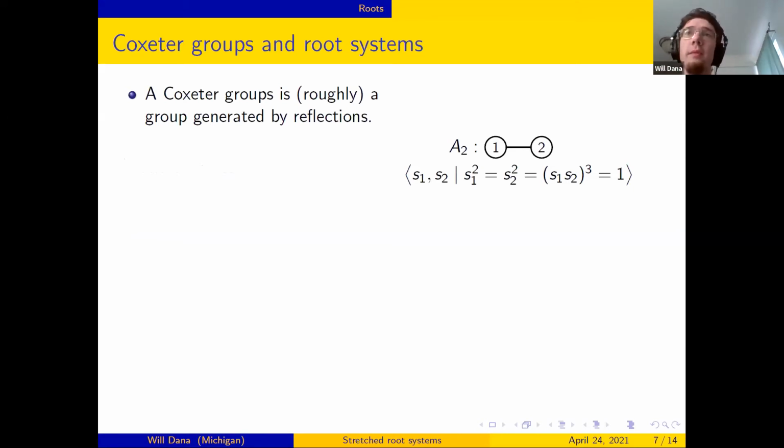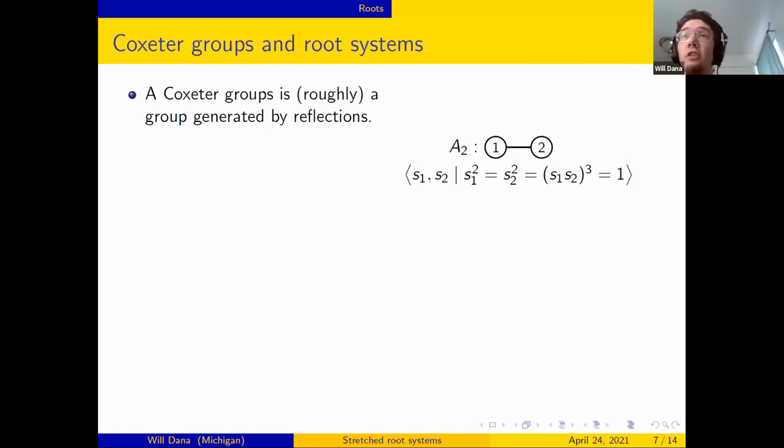If you're not super familiar with the notion of a Coxeter group, I'm afraid I don't have time to go into much detail describing it, but you can think of it roughly as a group which is generated by reflections. You'll have one generator for each of the vertices of your Coxeter diagram, and these act by reflections. When I say reflection, you can think of this as essentially a linear involution which fixes a hyperplane, which reflects across a hyperplane somehow.